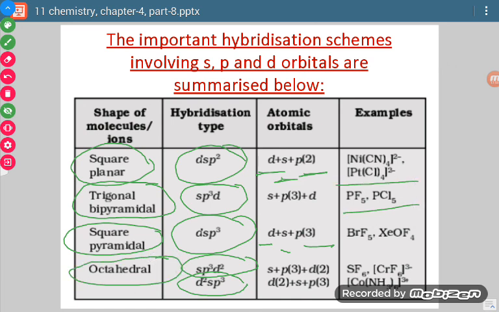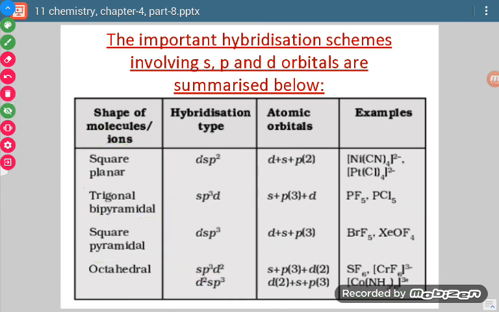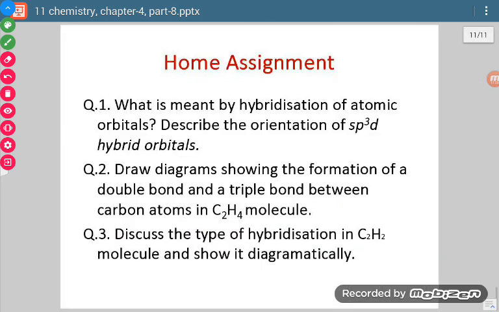So we can remember these with the help of these examples also. This table is quite helpful in determining the shape of molecules. Now, whatever we have studied till now in this session, you have to solve these problems on the basis of that. Okay, thank you.